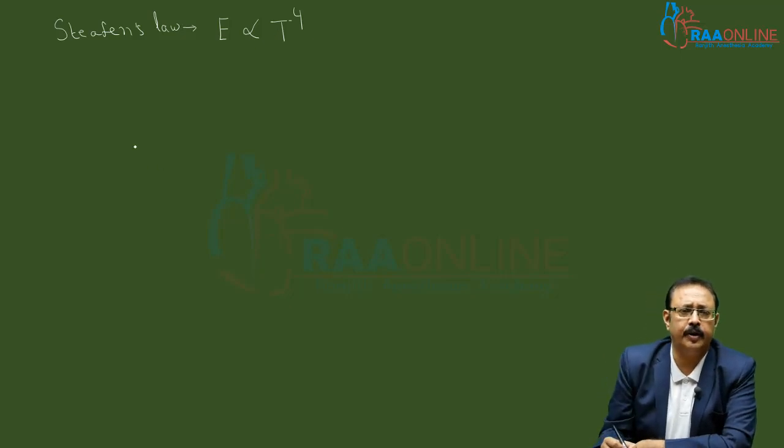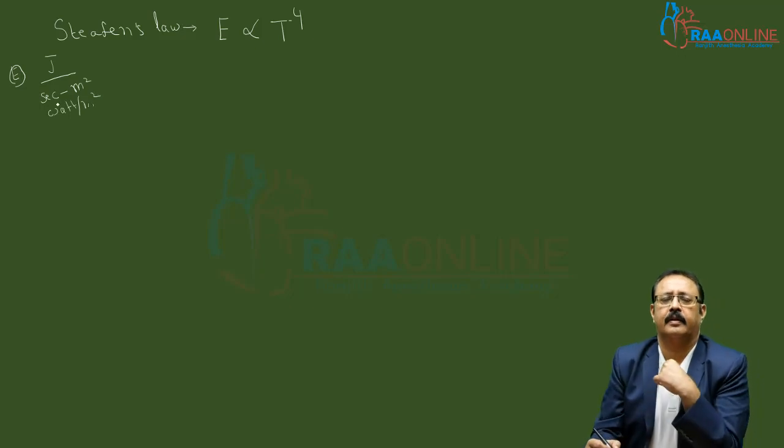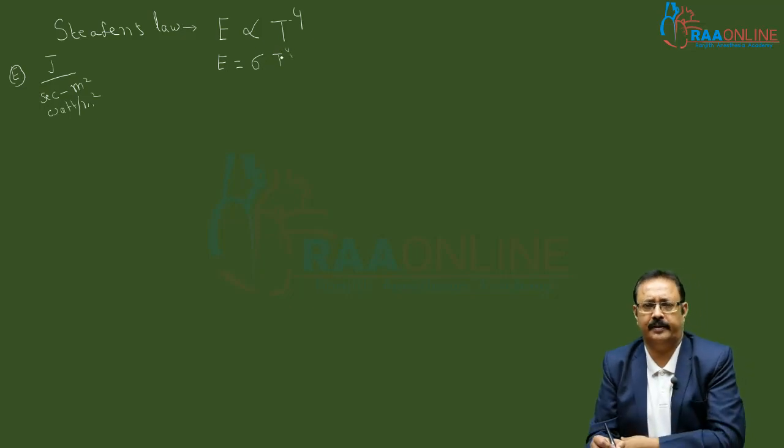Heat energy, the unit of any energy is joule. I am telling you what the unit of E is in this place. It is heat energy radiated per second, meaning second should be in the denominator, from unit area, and you know that joule upon second is watt. So E is watt per meter square. Next, when we remove this E, we get one constant. It is denoted by sigma, known as Stefan's constant.